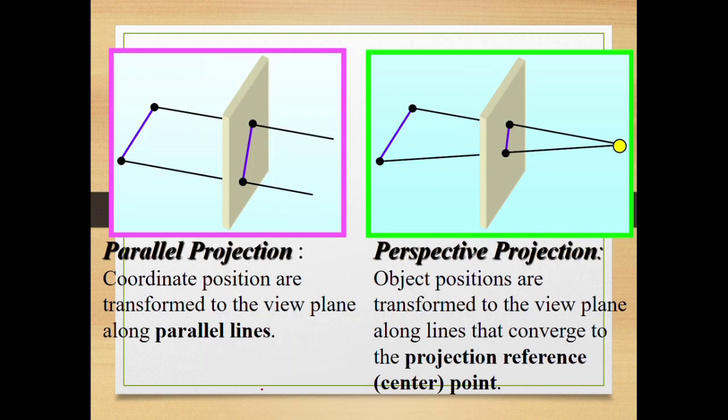Projection can also be classified into two types: parallel projections and perspective projections. Parallel projections are where the coordinate positions are transferred into the view plane along parallel lines. So it indicates passing the line length or light formation of the waves the same way through each and every area. It is nothing but parallel projection.